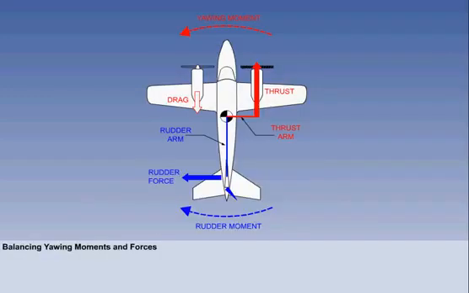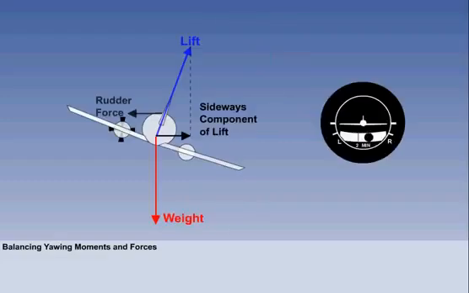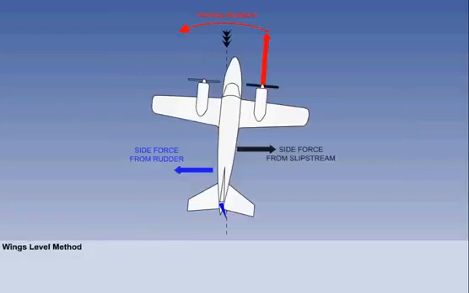Although the moments are balanced in the diagram on screen, the forces are not. The unbalanced side force from the rudder can be balanced in two ways, either with the wings level or by banking towards the live engine, which in a marginal situation is the preferred method, as will be explained shortly. In the wings level method, rudder is used to prevent yaw, and the ailerons are used to keep the wings level.